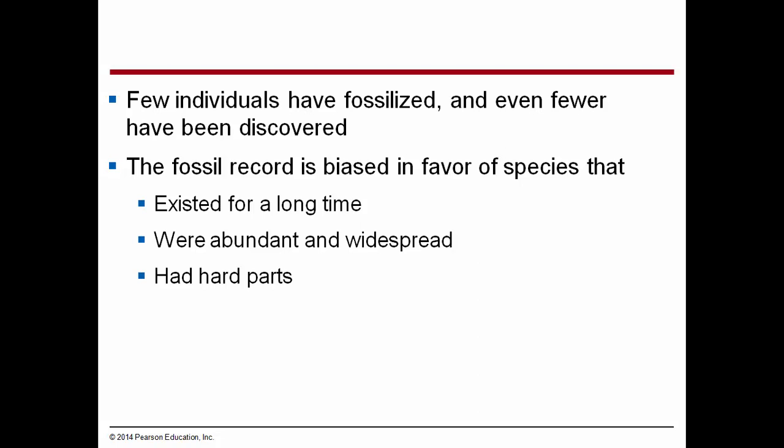In order for a species to become fossilized in the fossil record, it has to have existed for a long period of time. It has to have been abundant and widespread, and it has to have hard parts. And also, it has to have lived in an area that had sedimentary deposition. So a marine environment. There are many marine fossils because of sedimentary deposition on the coastal plains, and there are fossil depositions where there used to be.